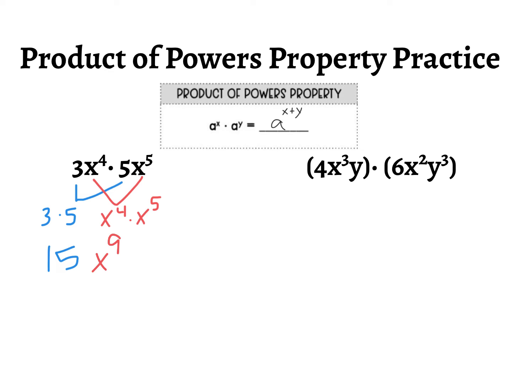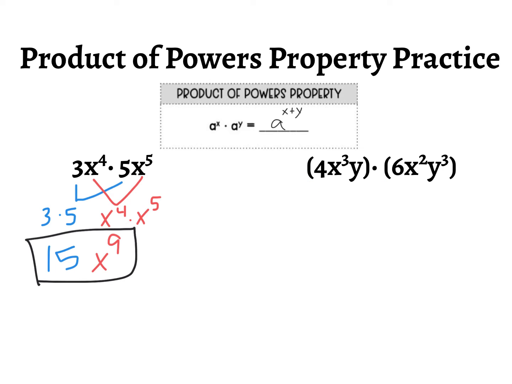In the end, this is going to be the equivalent expression of 3x to the fourth times 5x to the fifth. You combine the like terms, the numbers go together, and then the variables go together. And if they're the same like terms, meaning they have the same base, you can add the exponents to get 9.